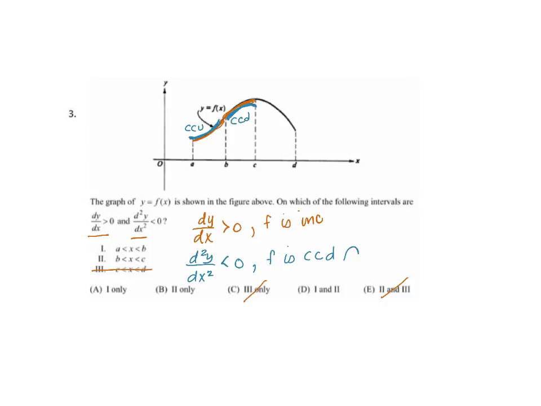So the only interval that we have where we are both increasing and concave down is going to be number 2, from B to C. So the only answer choice should be B.